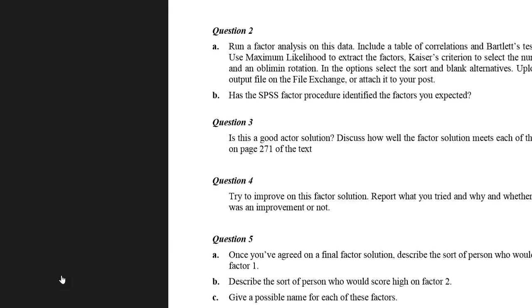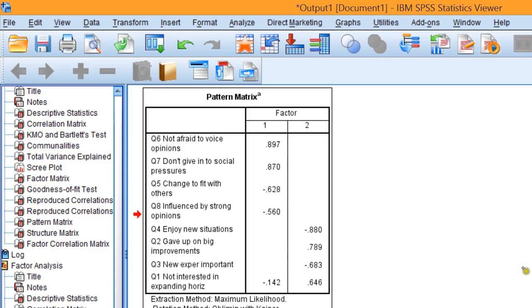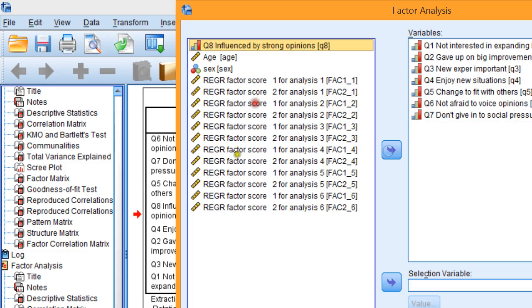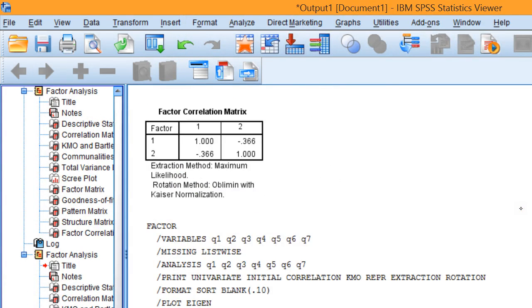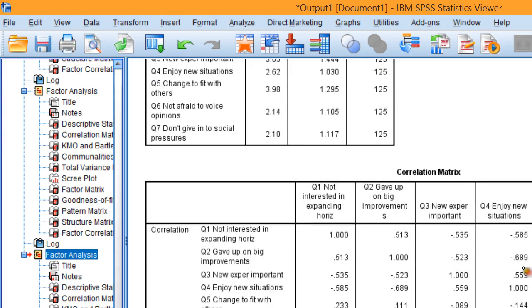So question 4, try to improve on this factor solution. Report what you tried and why and whether you thought it was an improvement or not. So basically what we will probably do is rerun the analysis and try excluding question 8, because question 8 was the one with the high residual. So we'll go down to dimension reduction, get rid of question 8 and try again. When you rerun an analysis, you only want to exclude one variable at a time, never more than one.